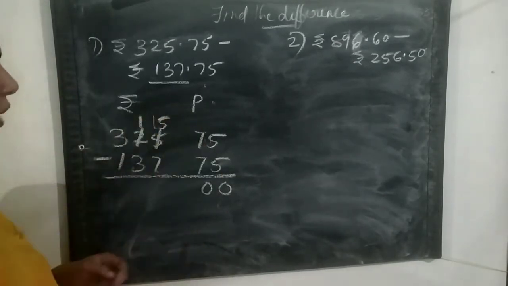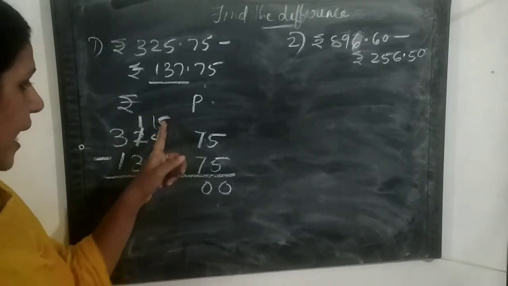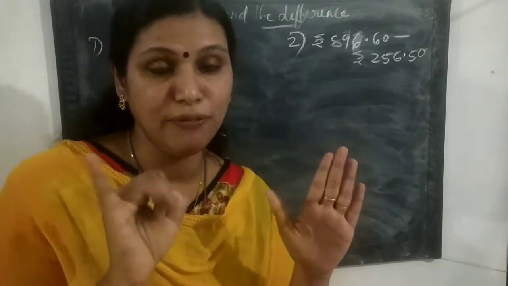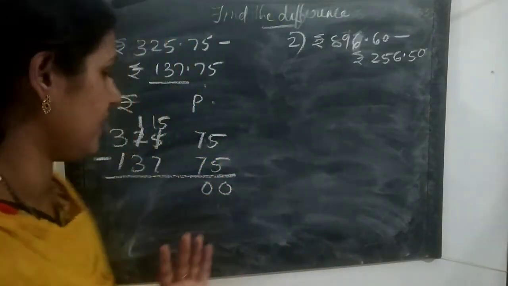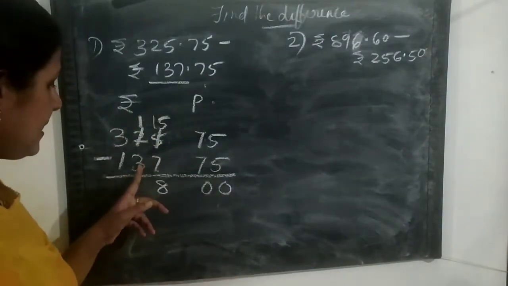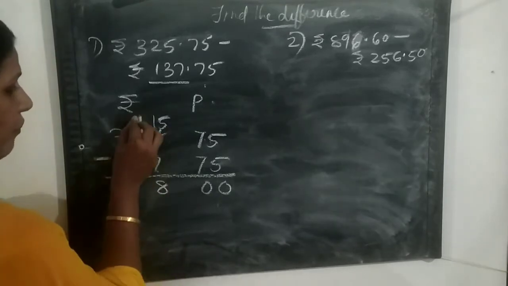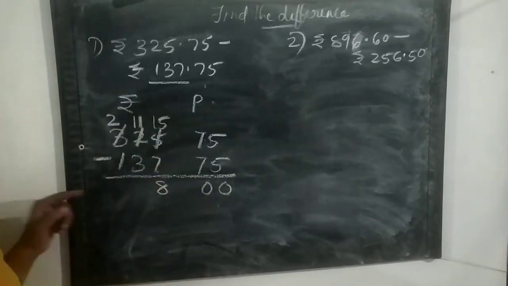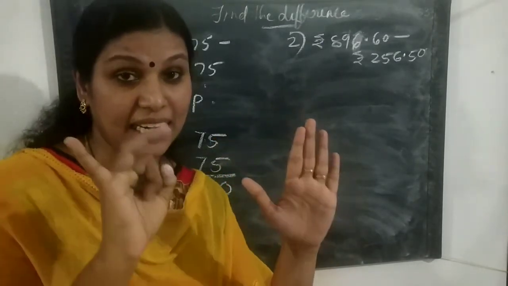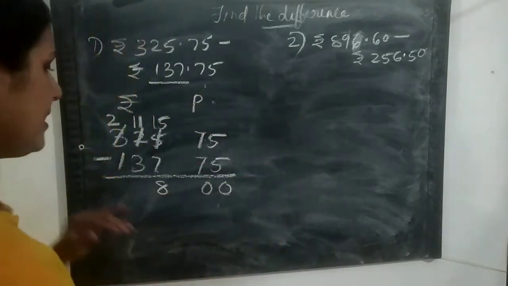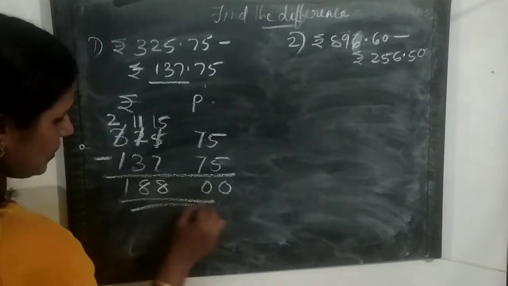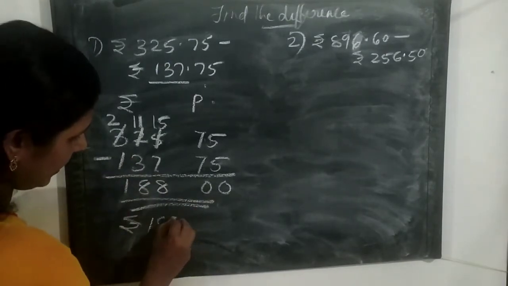Now here it is 1. Count after 7 up to this 15: after 7, 8, 9, 10, 11, 12, 13, 14, 15. So here we get 8. So here we write 8. It is 1. We can't subtract this 3 from this 1, so we borrow 1 from here. Now here it is 2. After 3, 4, 5, 6, 7, 8, 9, 10, 11. So here we get 8. So here we write 8. 2 minus 1 is 1. So it is rupees 188.